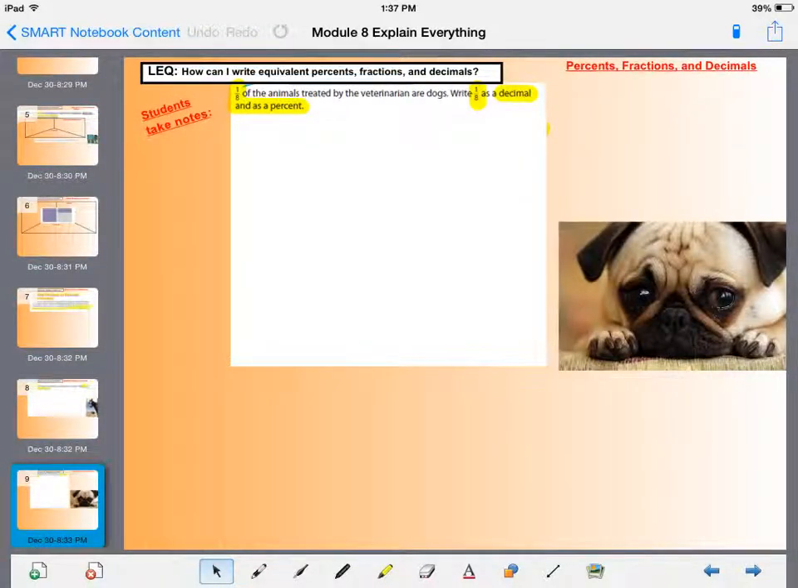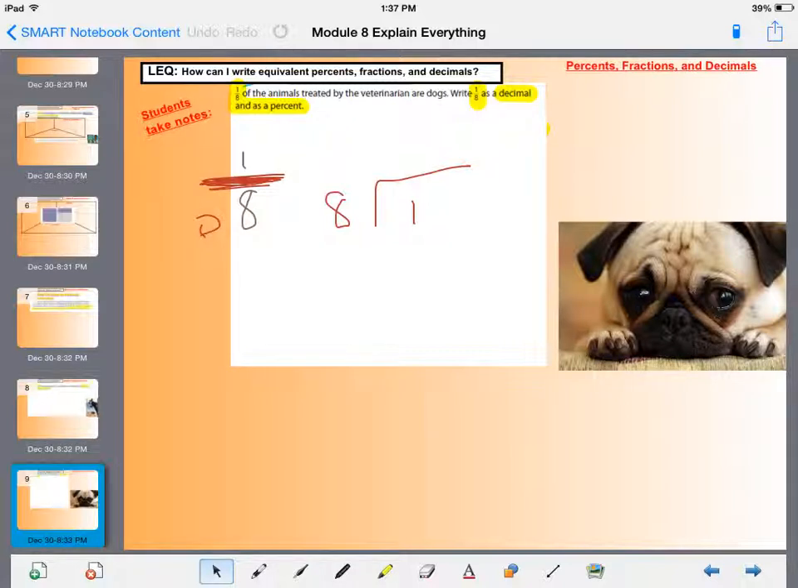Here is a perfect example of a fraction where the denominator cannot easily be turned into 100. They tell us here that 1/8 of the animals treated by the vet are dogs, and they want us to write 1/8 as a decimal and as a percent. So again, I'm going to write the information given, which is 1/8. And unfortunately, there is nothing that I can multiply 8 by, as a whole number, that'll get me to 100. So in this case, we discussed this fraction bar meaning divide, and we know that the denominator is the D, the dog that goes outside, and the numerator is the one that naps inside.